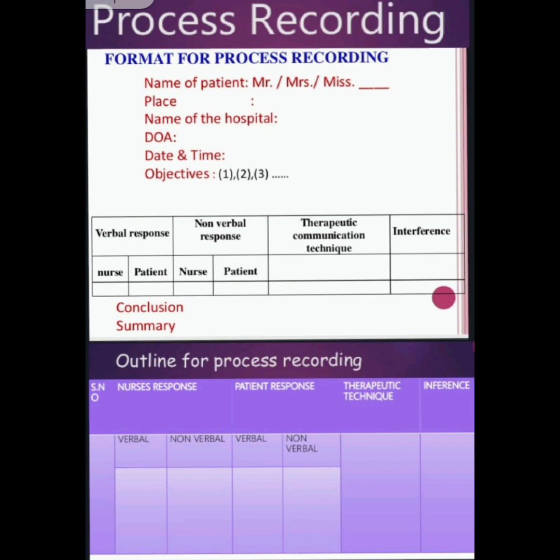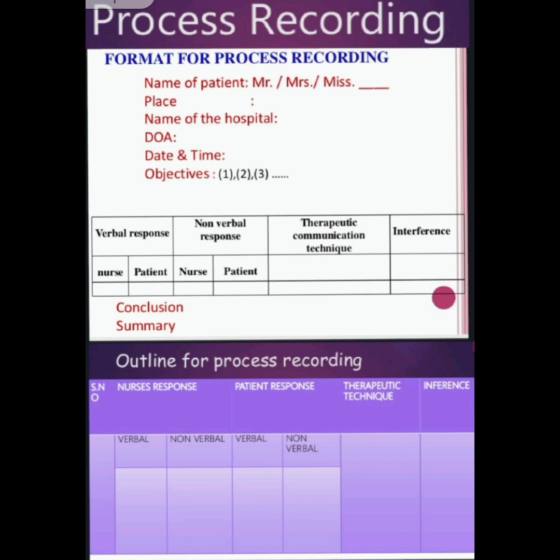Here is a format to write a process recording. You can use this format to write a process recording during your clinical posting. All the preliminary details about the patient you are going to write first, and then you are going to write the objectives, and then you are going to record the interaction between you and your patient. See, there are two columns: verbal response column and non-verbal response column. In the verbal response column, what the nurse is telling you have to write in the nurse column, and what the patient is telling you have to write in the patient's column.